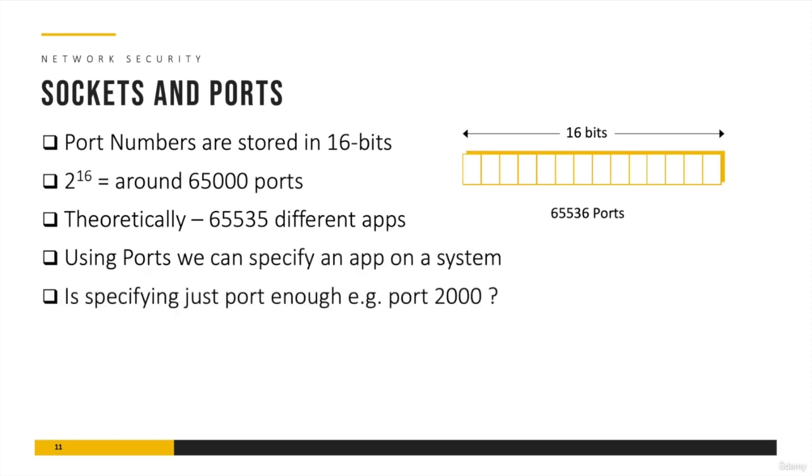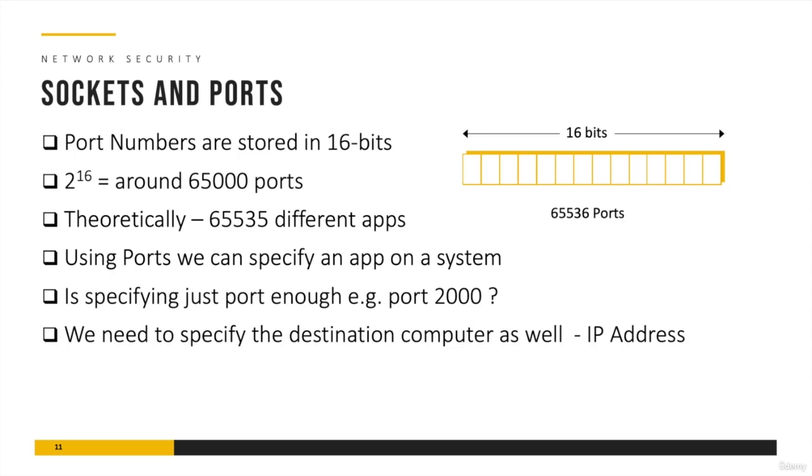Another question is, if we know the port of an application, is that enough? For example, if we say that we want to go to a Skype running on port 2000, is that enough? Certainly not. We absolutely need the IP address as well, because we don't know which computer to go to. So it's only when you combine the IP address and the port, which basically translates to a socket, that you can deliver your data to the actual application running on a particular system.